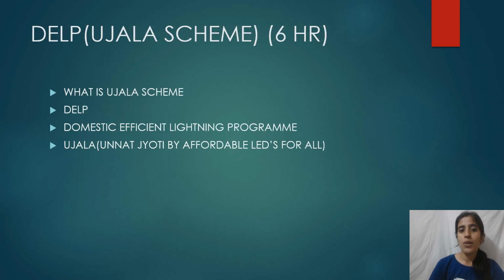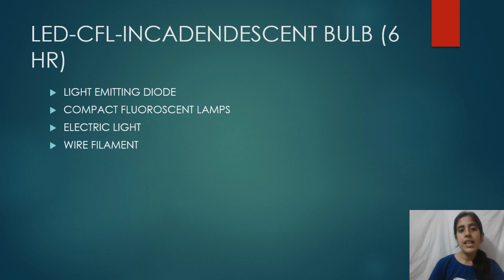Next is the DELP Ujala scheme. What is the Ujala scheme? DELP is the Domestic Efficient Lighting Program. UJALA is Unnat Jyoti by Affordable LEDs for All. Next is LED, CFL, incandescent bulb, that is light emitting diode, compact fluorescent lamps, electric light and wire filaments.